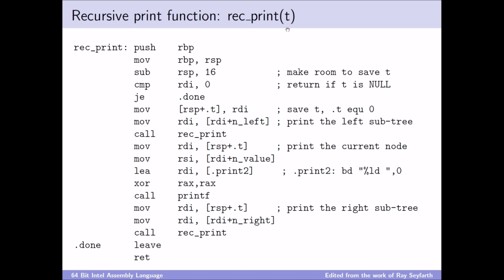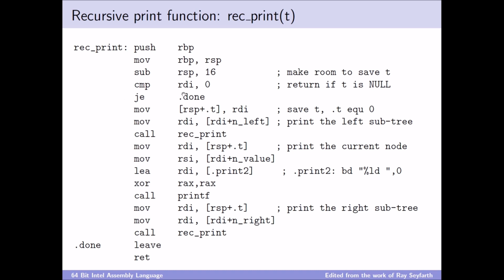But nonetheless, now that we know that t is actually indicative of a node itself in our tree, we can continue. First thing I'm going to do is compare RDI with 0. So I'm checking whether or not I'm at the point where I'm at a null in my tree. So this means I've hit the end of the path that I've been traversing. And if that's the case, I'm simply going to jump to done over here and then destroy my stack frame and return. You can see this as your base case in your recursive function.